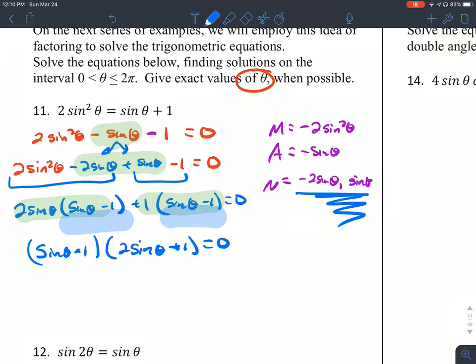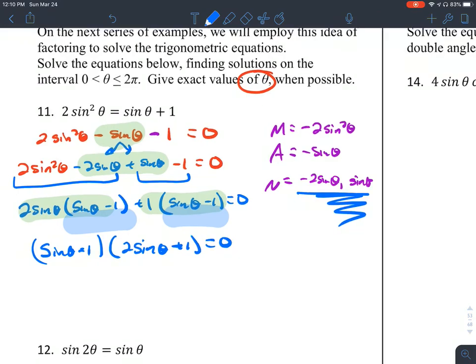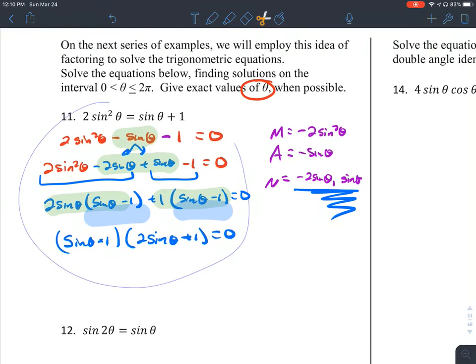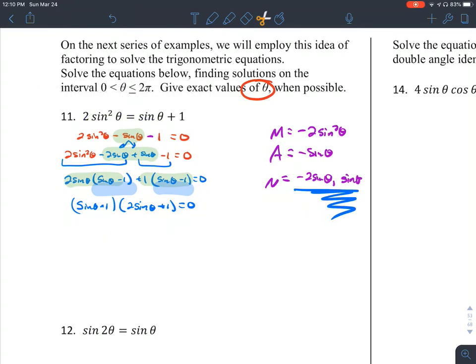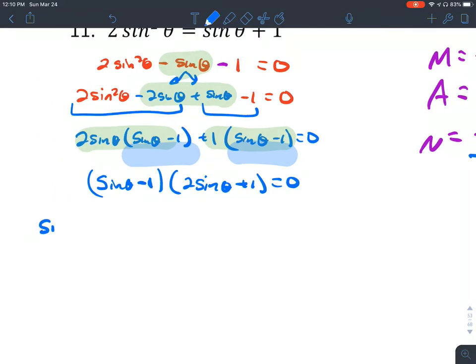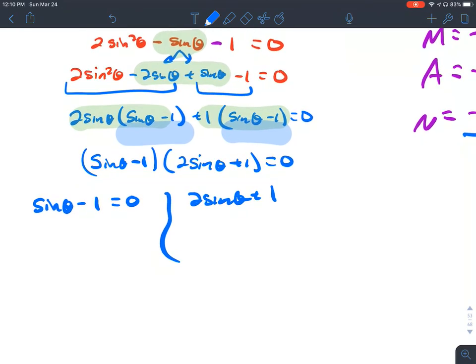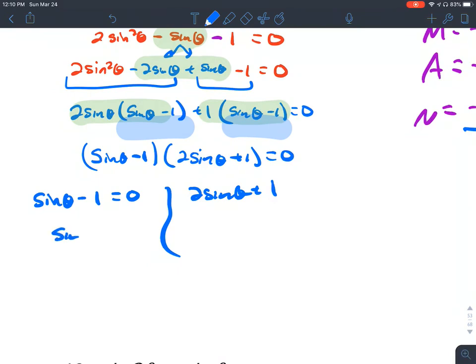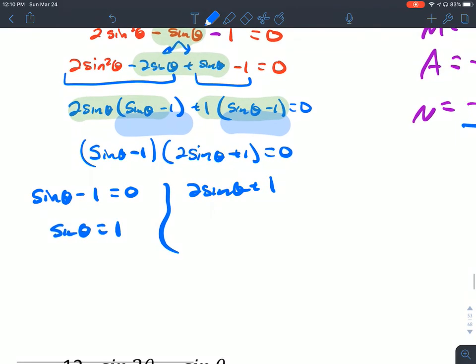Once we get to this part, we have to make 2 equations, each of them equal to 0, because we are multiplying to get 0. So that means that each of these factors has the potential of equaling 0. On the left, if we solve this, we're going to get sine of theta is 1. So what does that make theta? It makes theta sine inverse of 1. When is sine equivalent to 1?